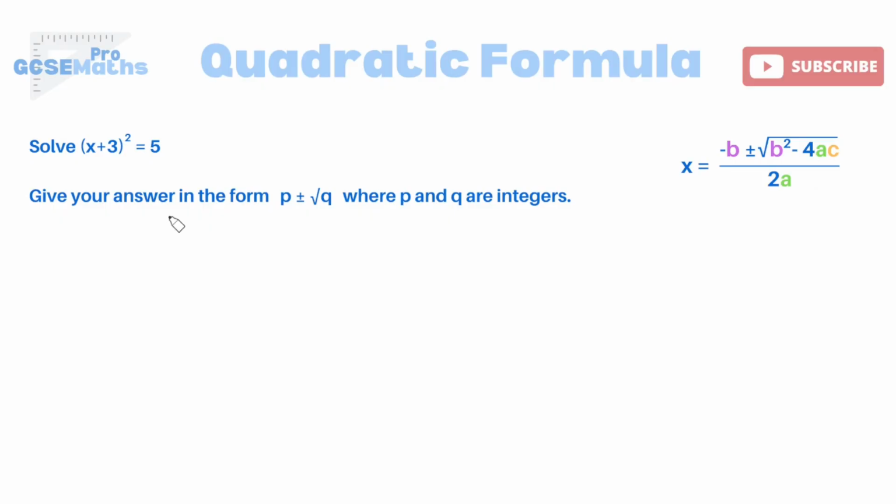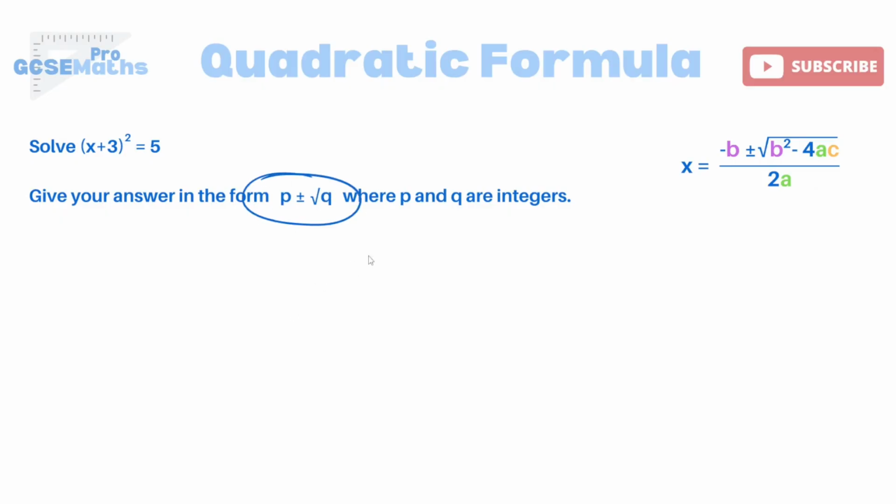And then my other thing that I'm picking up on is the next part again, with what format am I leaving my answer in? So give your answer in the form p plus or minus the square root of q, where p and q are integers. So first of all, I'm thinking, yeah, it's a quadratic. Okay, again, am I factorising? Am I using the quadratic formula?